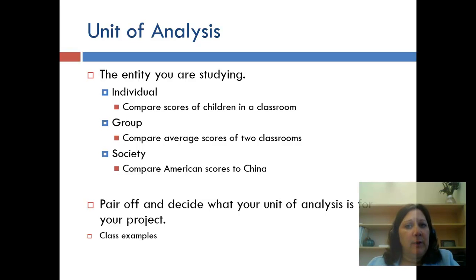If we want to compare the averages of scores for two different classrooms, we're looking at a group level of analysis. If we want to compare scores for America and China, then that's a society level of analysis. Now, why is this important? This is important because you cannot compare your results from one unit of analysis to another. And I'll show you that on the next slide.